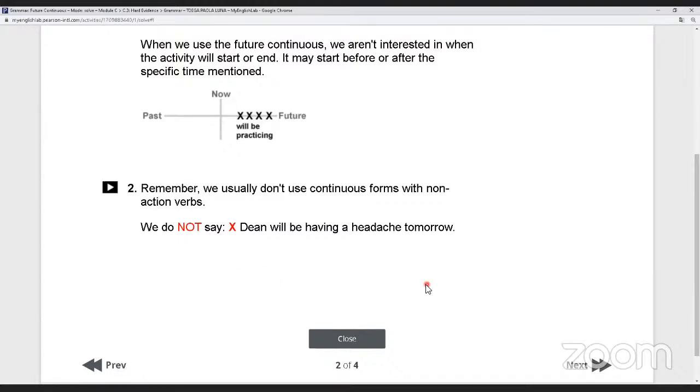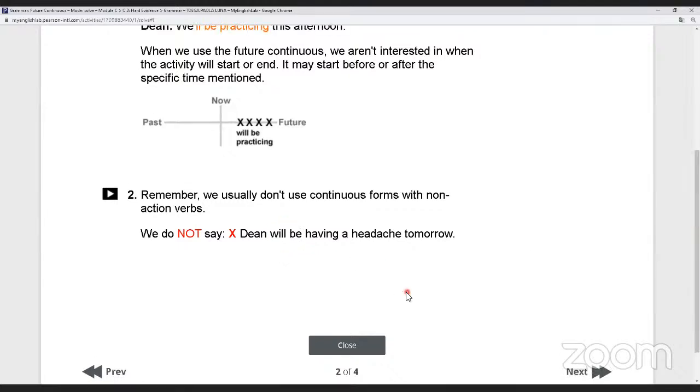So yes, you can use it with the present continuous. I'm having a headache, right? Or I have a headache. Both options are okay. In this case, it would be Dean has a headache, right? The other reason is what I mentioned before, because you actually don't plan to have some pain in the future, right?